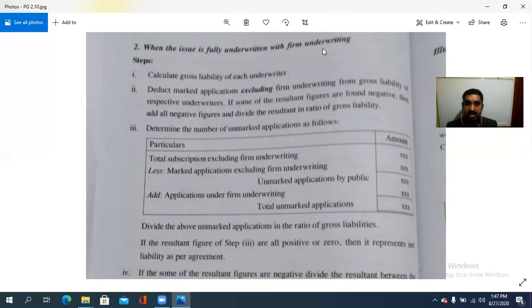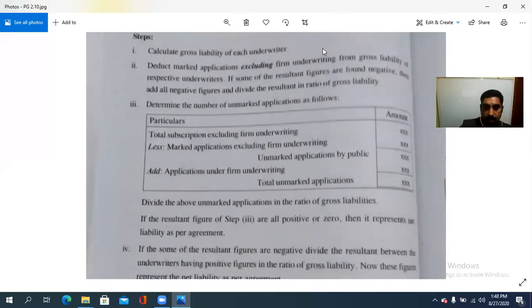That is, the surplus figure, if there is one, is to be apportioned among the gross liability ratio. Then determine the number of unmarked application as follows: total subscription excluding firm underwriting less marked application excluding firm underwriting, then unmarked application by the public, and add the applications under firm underwriting. Therefore, we get the total unmarked application, and divide it in the ratio of the gross liability. So in both cases, the surplus and the unmarked application are divided on the basis of the gross liability ratio.